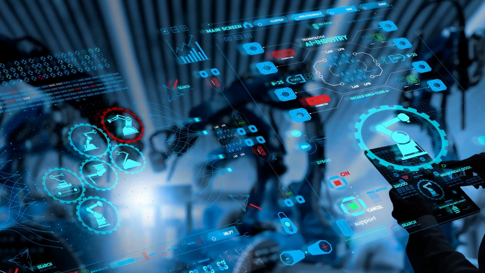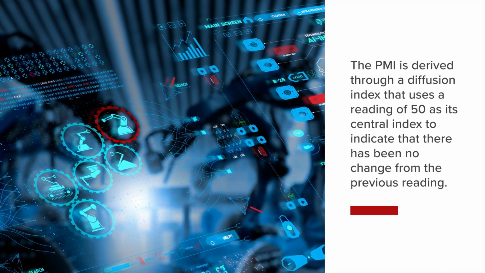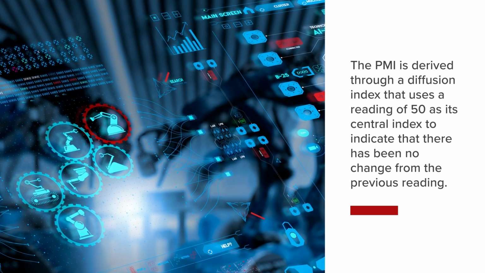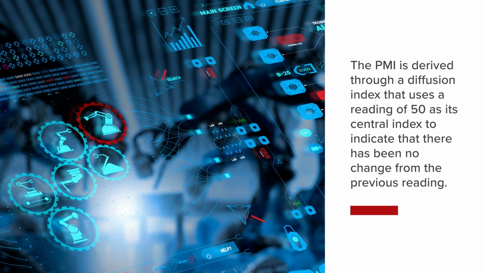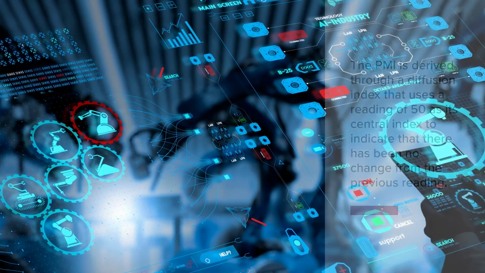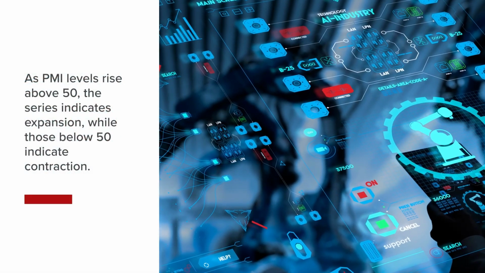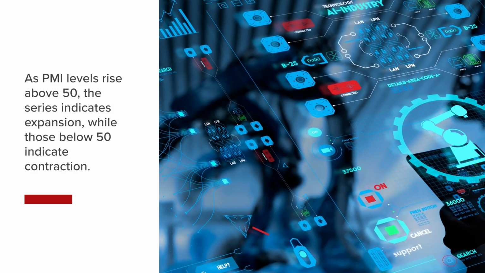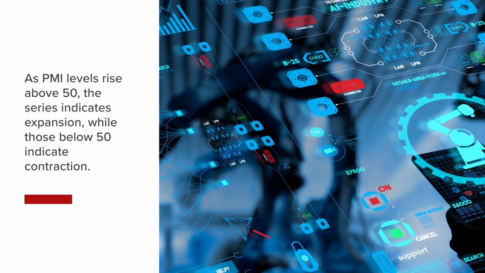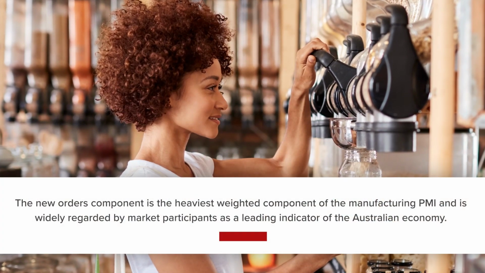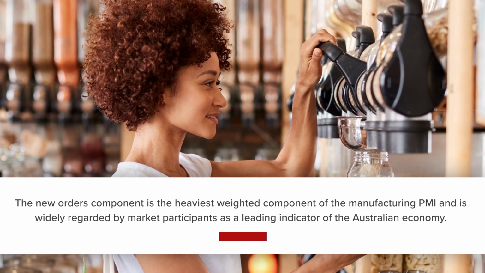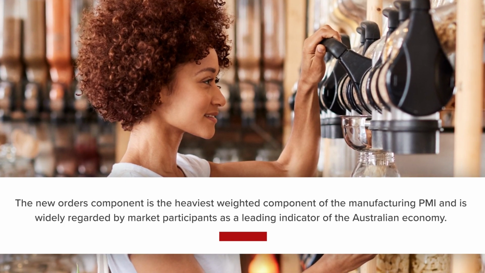The PMI is derived through a diffusion index that uses a reading of 50 as its central index to indicate that there has been no change from the previous reading. As PMI levels rise above 50, the series indicates expansion, while those below 50 indicate contraction. The new orders component is the heaviest weighted component of the manufacturing PMI and is widely regarded by market participants as a leading indicator of the Australian economy.